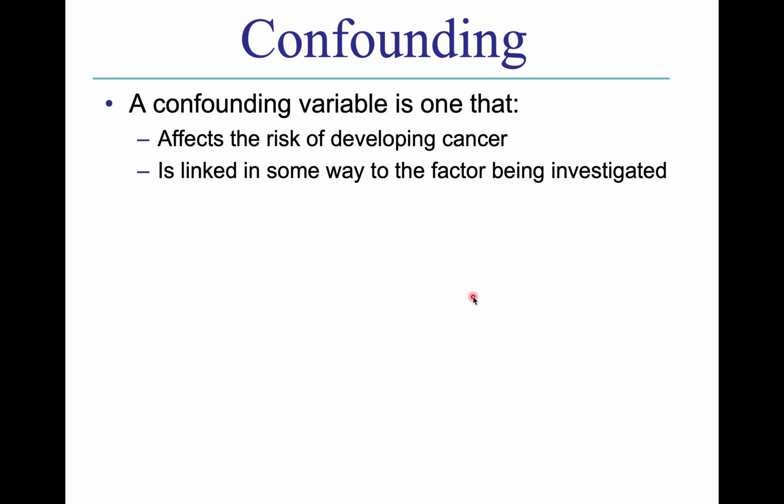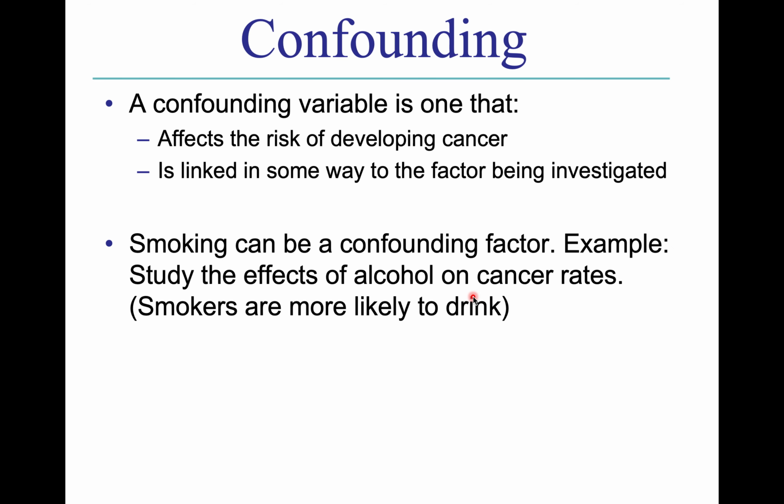So I just mentioned a confounding variable, and again, this is something that can be troublesome in lots of epidemiological studies, but we would define this as a variable that affects the risk of developing cancer in this case, and is in some way linked to the factor that's being investigated. So as we said, smoking would be a common confounding variable. If more people smoke in Chemtown, that is going to skew the data.